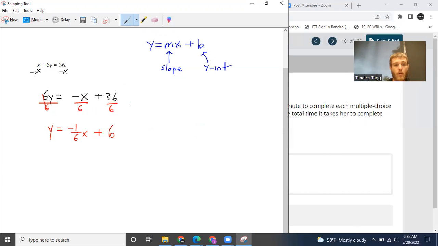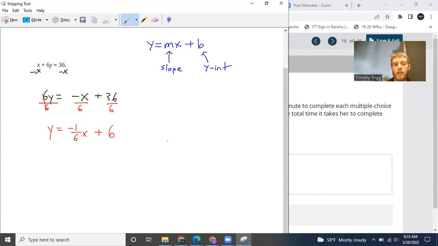From here, we can see what's the slope. Well, our m, our slope, is whatever's next to the x. So in our case, our slope is negative 1/6. It would be going downward, down 1/6, like that. It'd be kind of a shallow slope. And our y-intercept is 6.